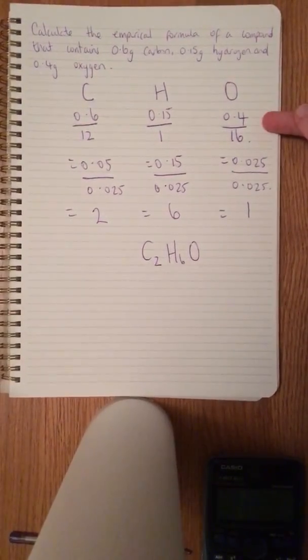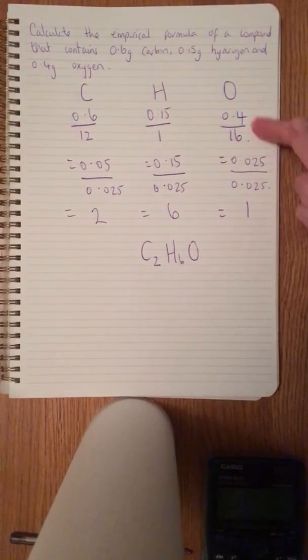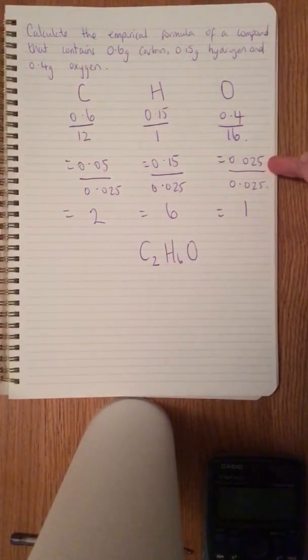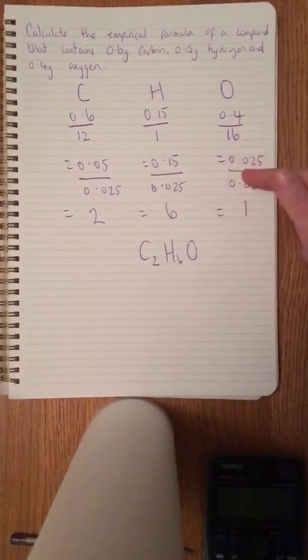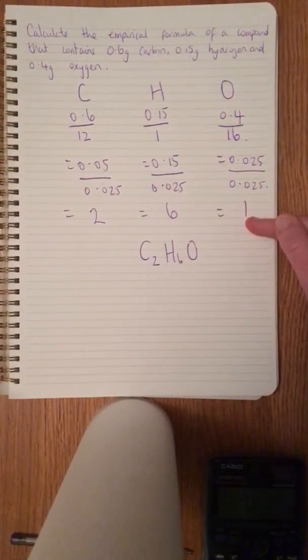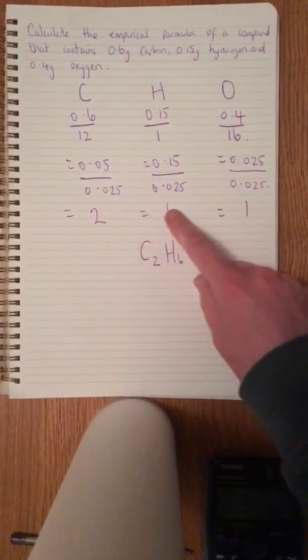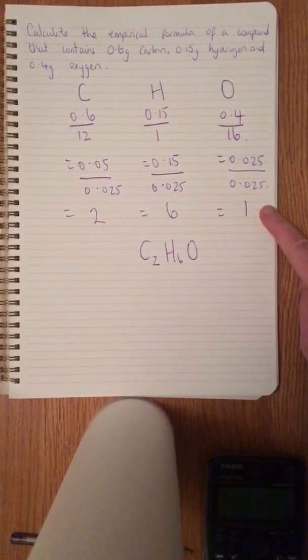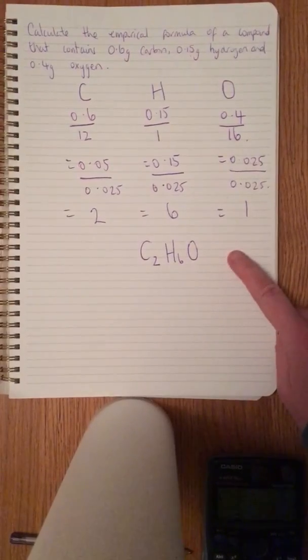Have you written the mass from the question first? Have you then written the mass number? Have you then divided those together? Have you actually divided by the smallest? That's normally where people go wrong. Have you then got whole numbers? If it's 2.0 something or 6.0 something, that is a whole number. You should have here either 0.5 or 0.3. Anything other than that is a whole number. You then write the formula out for the final mark.